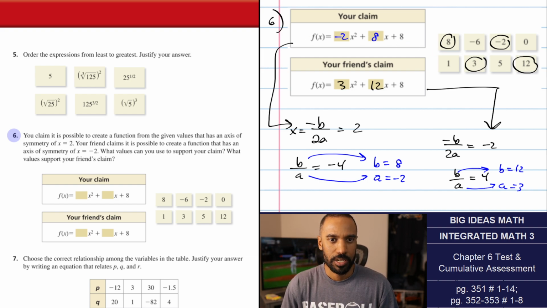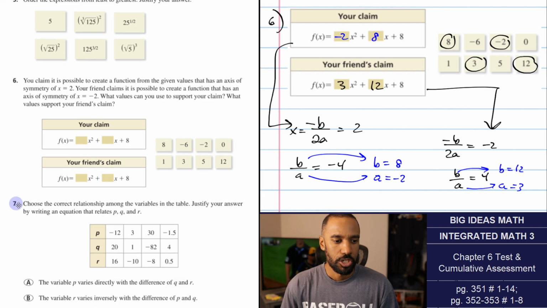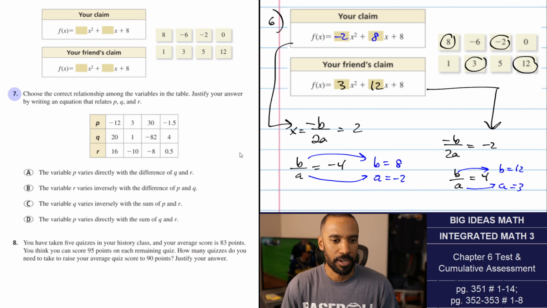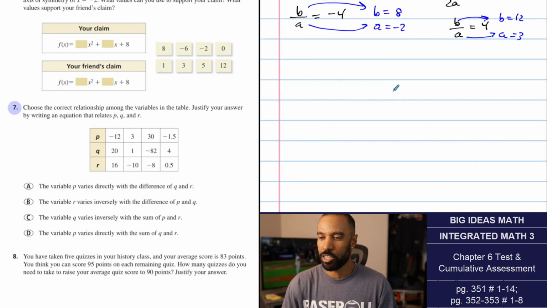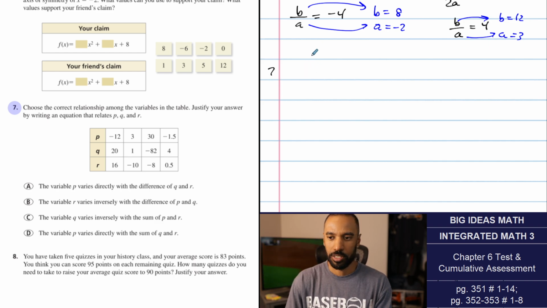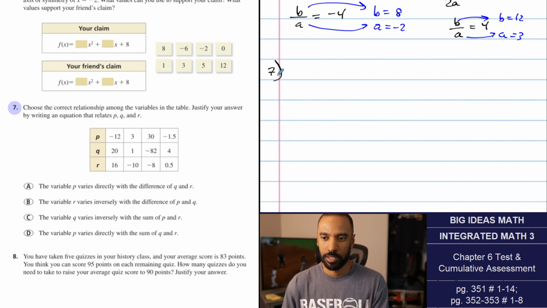Okay, 2 more questions. Number 7. Can we beat the hour mark? I don't know. Choose the correct relationship among the variables in the table. Justify your answer by writing an equation that relates P, Q, and R. All right, A. Hold on, let's bring the table with this thing. Might not be able to finish in that hour mark.